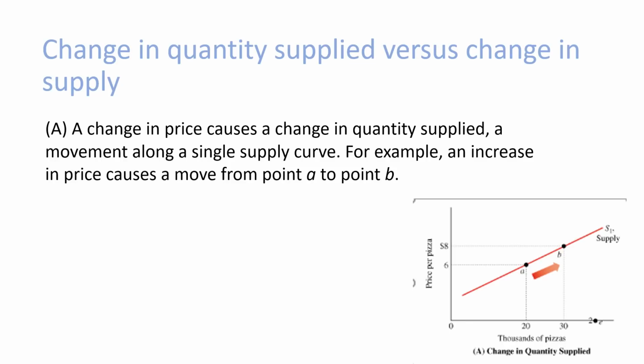Change in the quantity supplied versus change in the supply. The same idea over here. A change in the price causes a change in the quantity supplied, a movement along a single supply curve. If there's a change in the price, it will cause only a movement, like we're moving from point A to B. There is only a movement when there's a change in the quantity supplied.